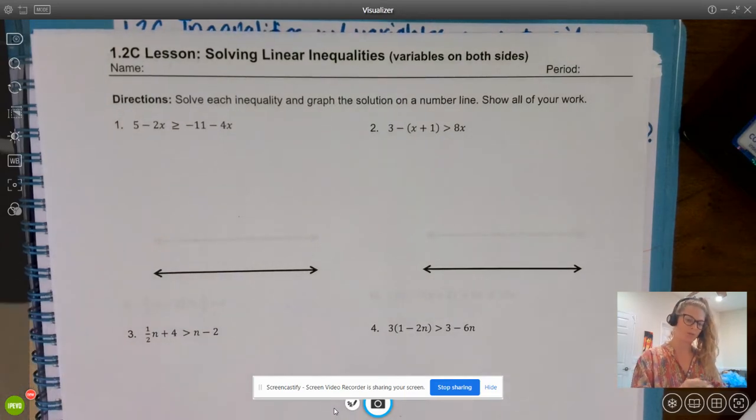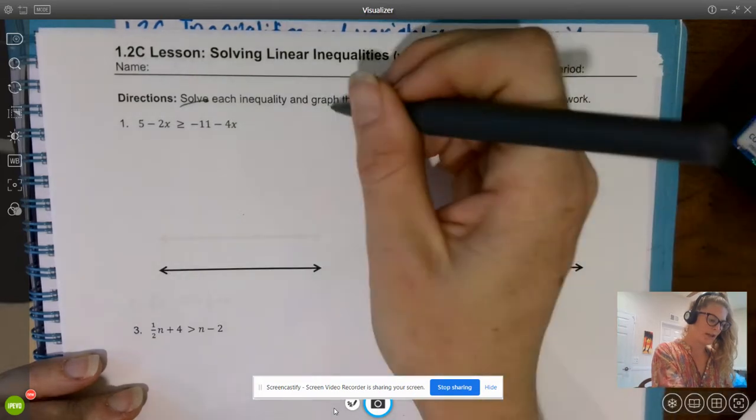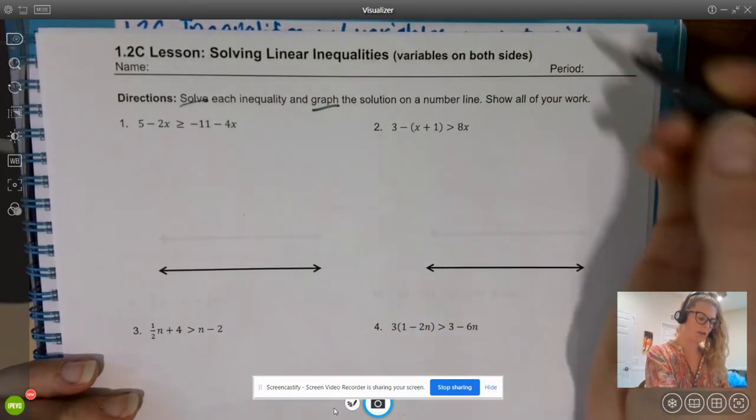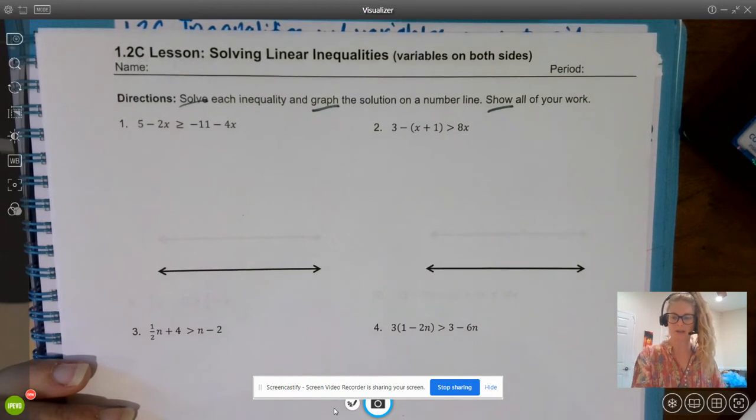So directions. Remember, we always want to read directions to know what we're doing. Solve each inequality and graph the solution on the number line, show all your work. So I really like looking at the verbs that the directions are telling me to do to make sure I do all the things I need to do.